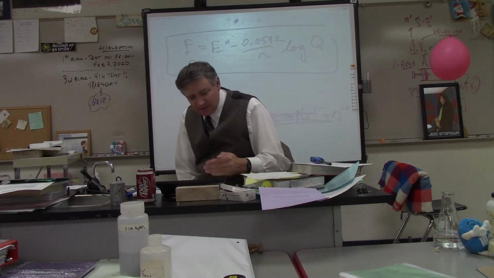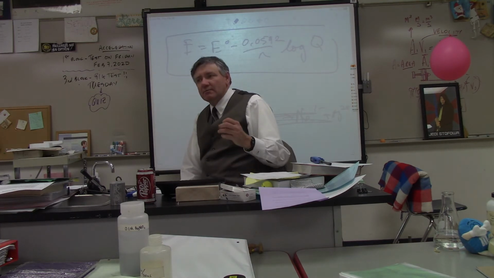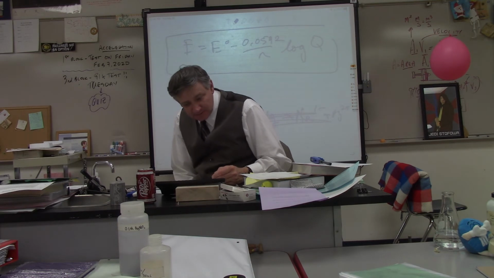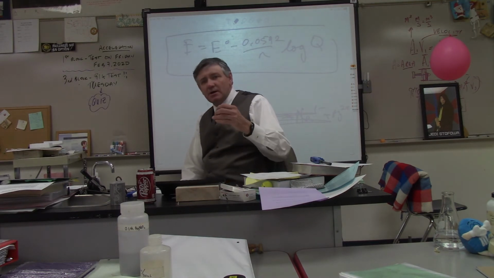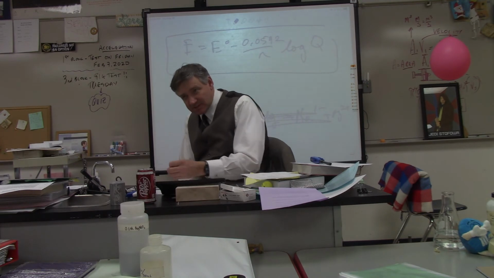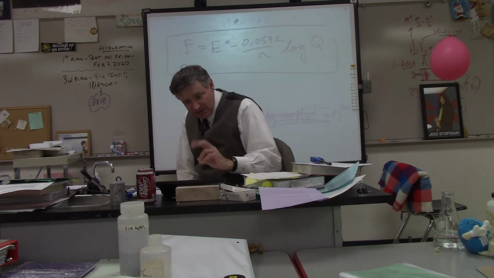The elements that can reduce silver. Basically, by asking that, I'm saying which elements can give up electrons to form Ag+, to take Ag+ and turn it into elemental silver. There's two answers. What do you have?